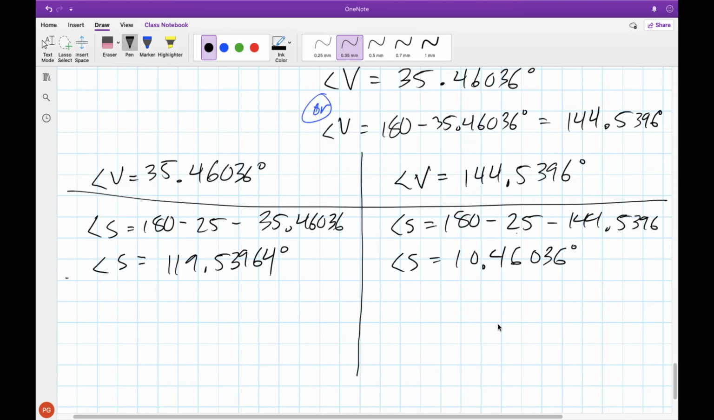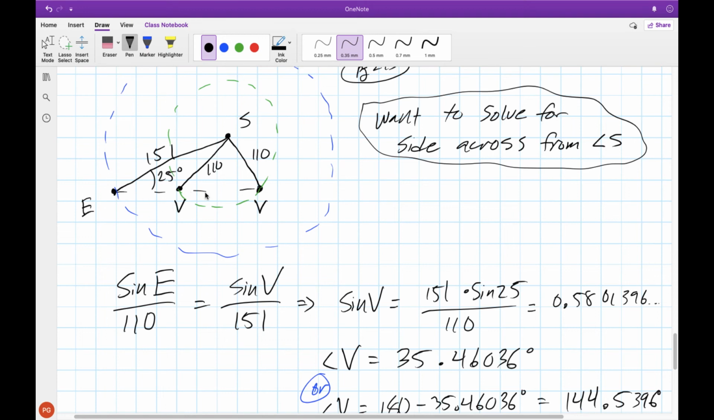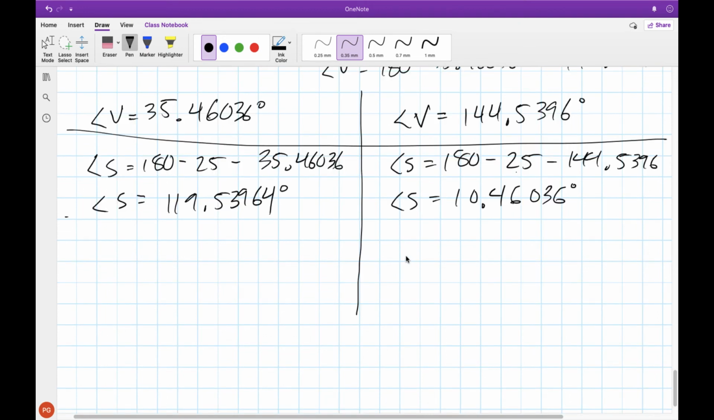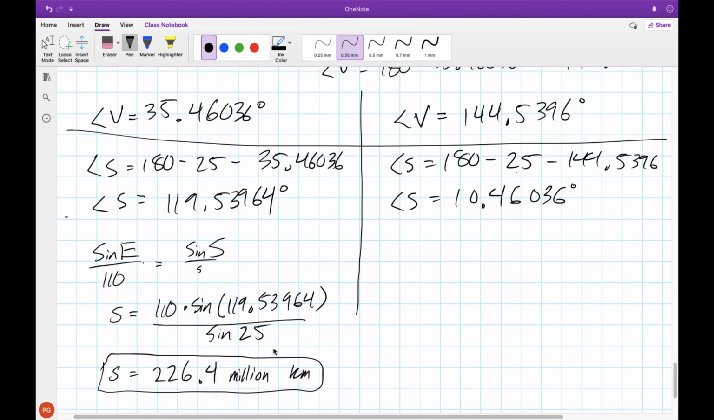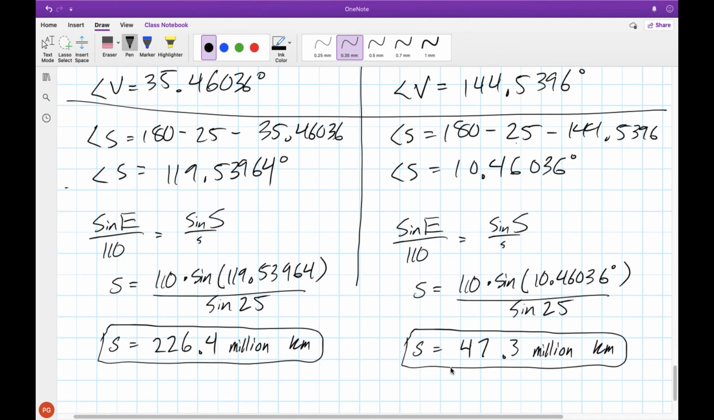And remember, we want to try and find the side across from this. That's the distance between Earth and Venus. We'll call that side little s. So using sine law and isolating for our side little s here, after we rearrange it and plug in our values, we get that the side s, which is the distance between Earth and Venus, to be about 226.4 million kilometers. And we can do the same thing over on the other side. And instead we'll get 47.3 million kilometers.